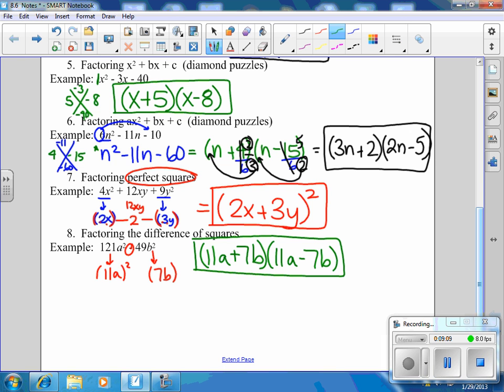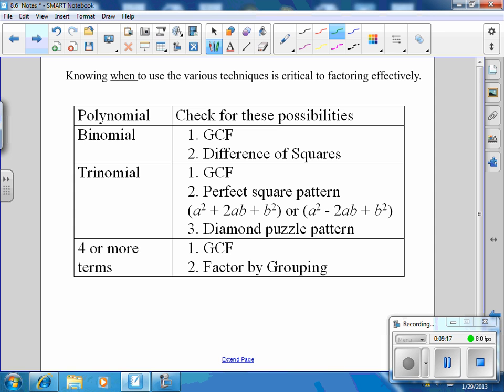So hopefully all of that was review. So now, when do I use these things? So, knowing when to use them. Any polynomial, you should always check for the GCF. Remember, that is something we need to do no matter what. So whether it's a binomial, trinomial, or it has 4 or more, always check to make sure that it has or doesn't have something that you can factor out of everything.